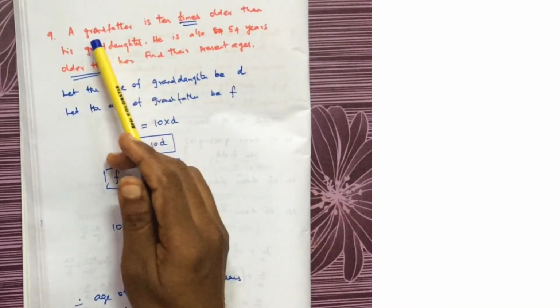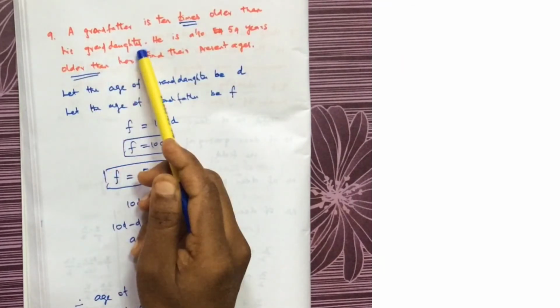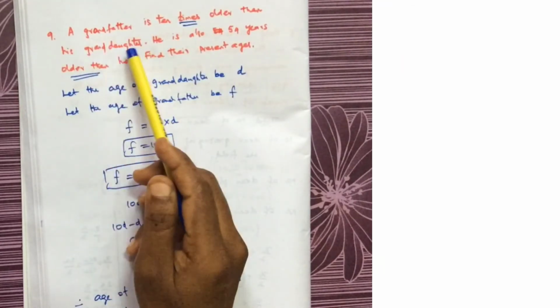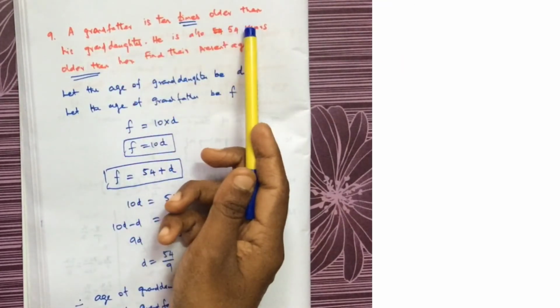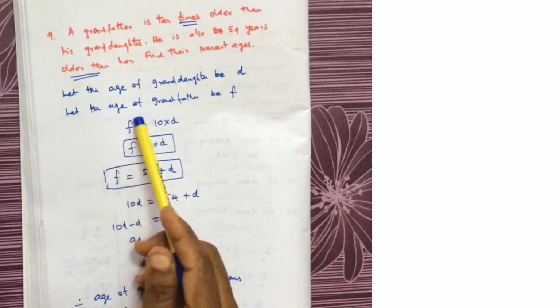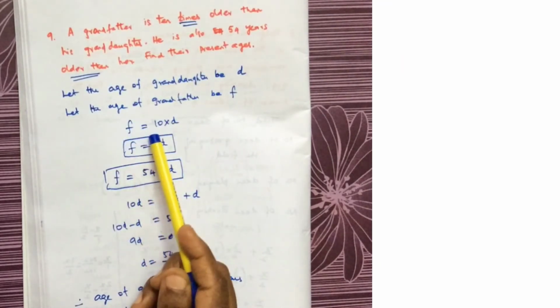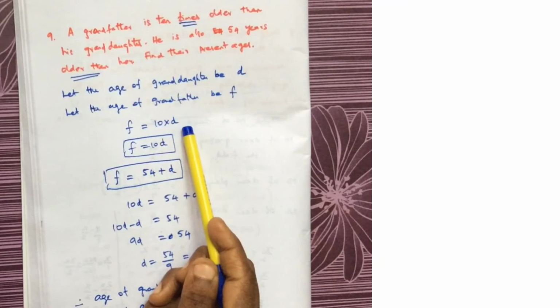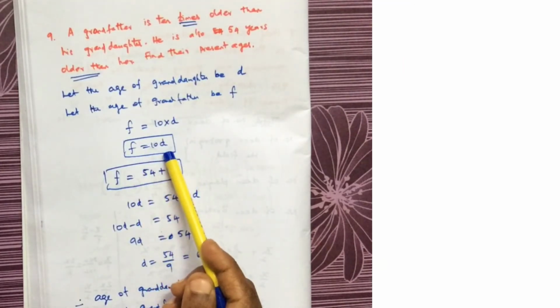Here what is given is, a grandfather is 10 times older than his granddaughter. If the age of the granddaughter is D, then the age of the grandfather is 10 times D. So let the age of the grandfather be F. So age of the grandfather F should be 10 times the age of the granddaughter. So F is equal to 10D.